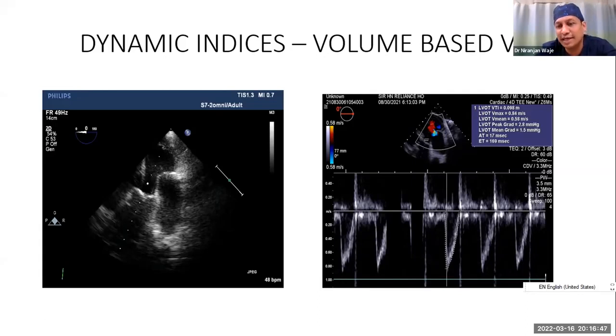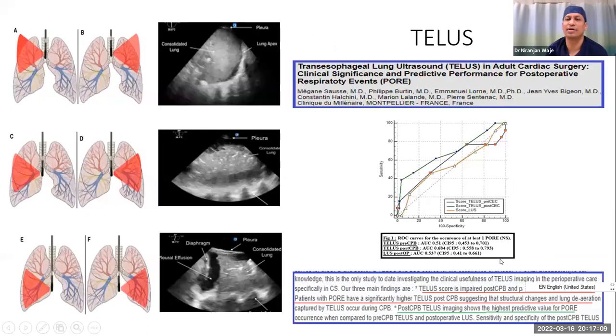But tracing each of these is a tedious task. If you trace each one, you get a VTI variation index, but it is a tedious task. You might choose to just see the maximum velocity, the peak velocity here, and it'll give the VTI max variation or aortic Vmax variation.